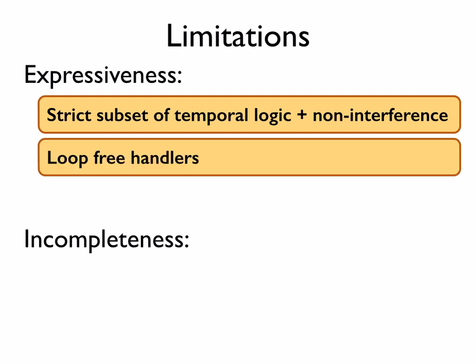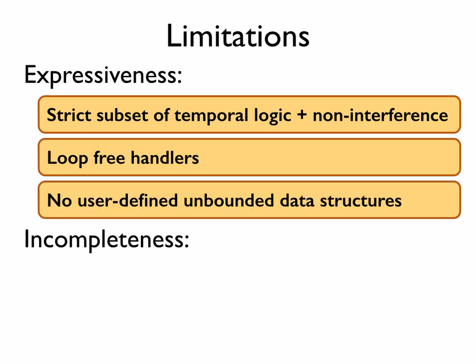Second, as I've already said, we require handlers to be loop-free. That is, no loops within handlers. Now, we didn't find this to be a significant restriction for the reactive systems that we considered, but we can imagine that for other reactive systems, this might be a restriction. And finally, we do not allow the user to define unbounded data structures within the kernel.